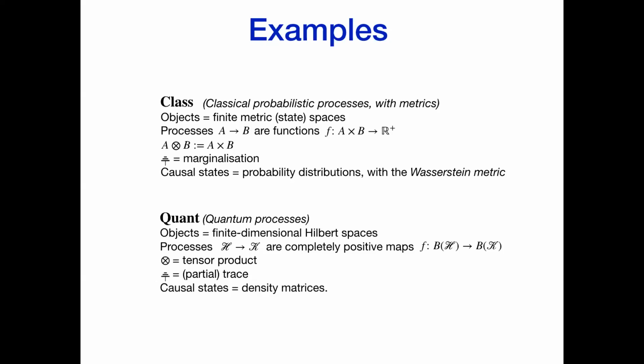The other one would be quantum theory, for those who are familiar with it. There you can work with finite dimensional Hilbert spaces and completely positive maps between them. And then the symbols correspond to what you'd expect. You have the tensor product, and the analog to marginalizing in quantum theory is taking partial traces. Your states are now quantum states, which are density matrices. So maybe this top class is the one we'll mainly have in mind as we go.